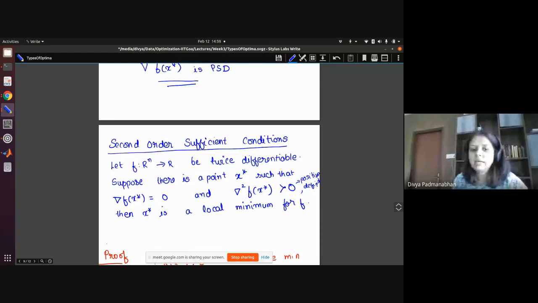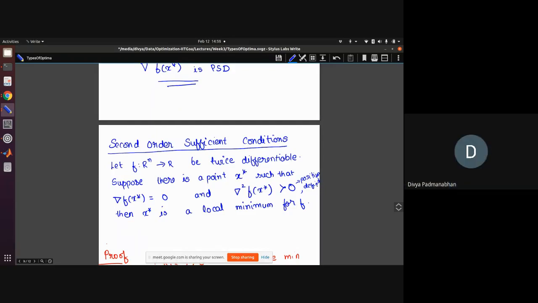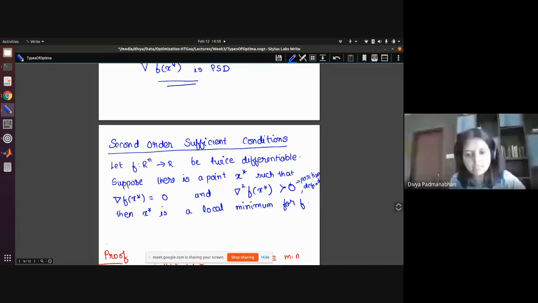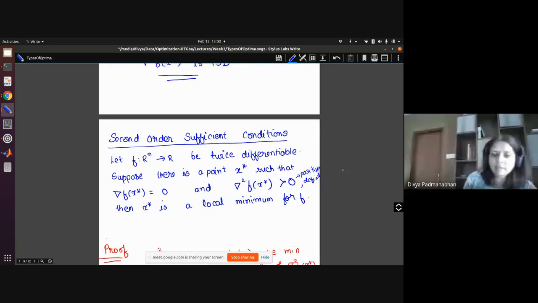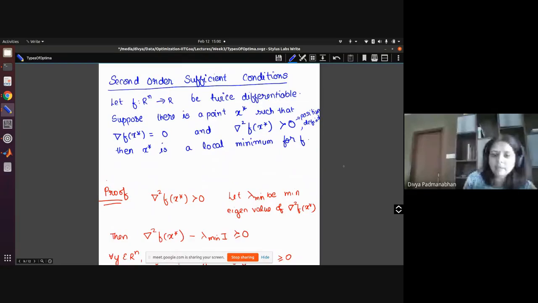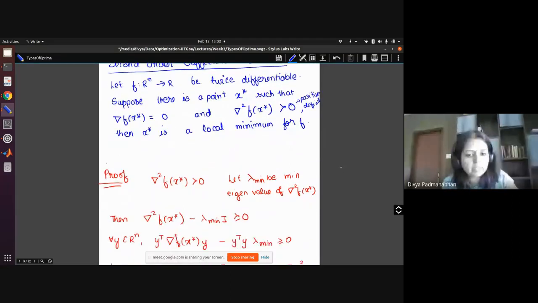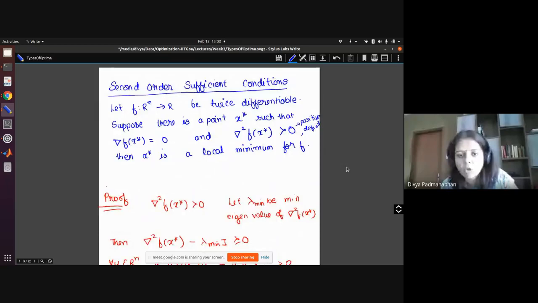Now, this is not the only condition. It's not a necessary condition, in the sense that you can have a local minimum which doesn't satisfy this property. But if there's a point which satisfies these properties, then surely it's a local minimum. That's what is meant by sufficient conditions. In the next class, I will give a proof of this, and we will also look at some ways you can apply this on some examples.